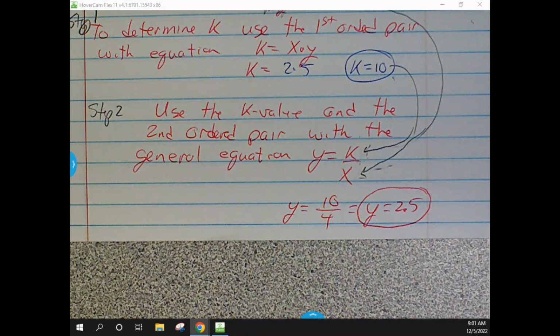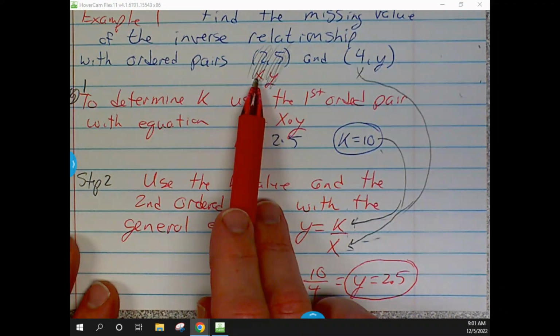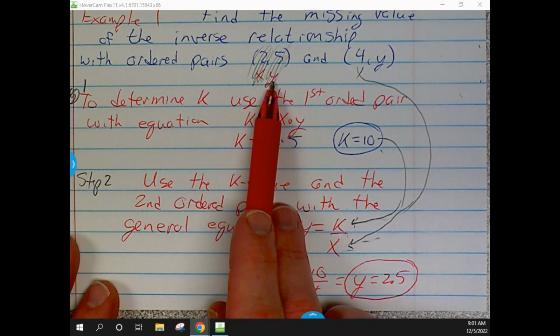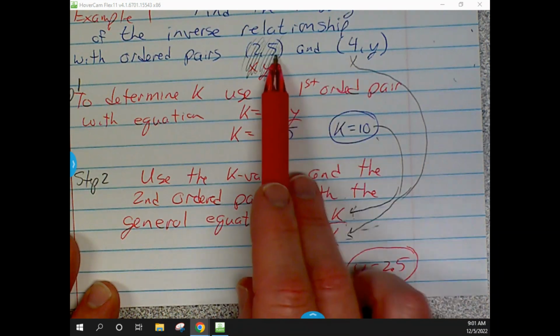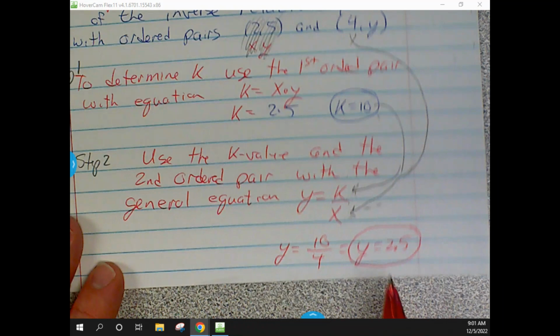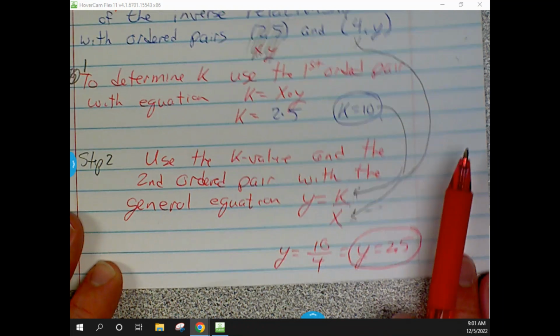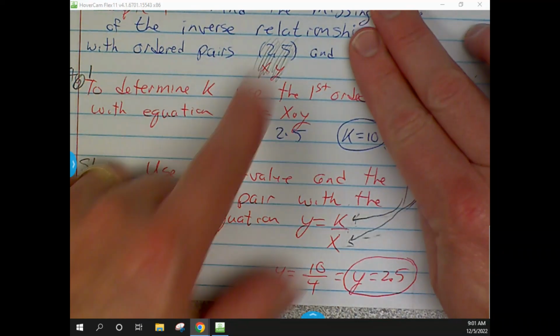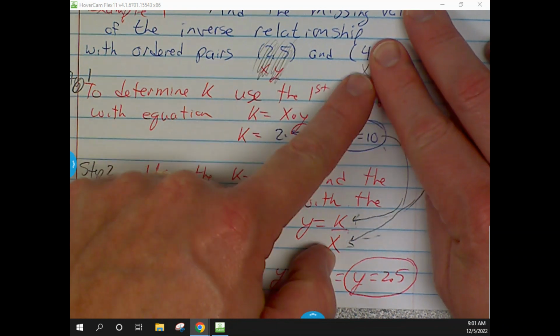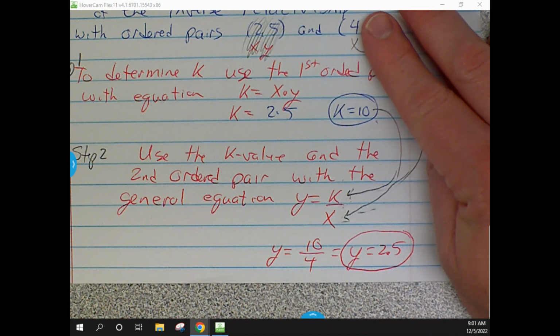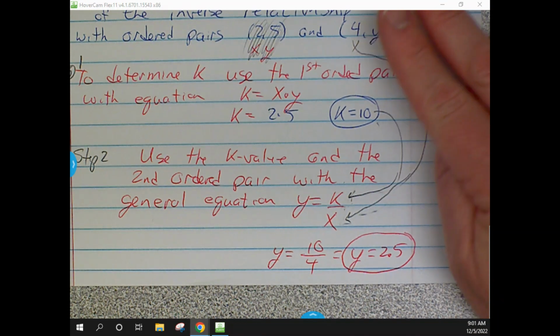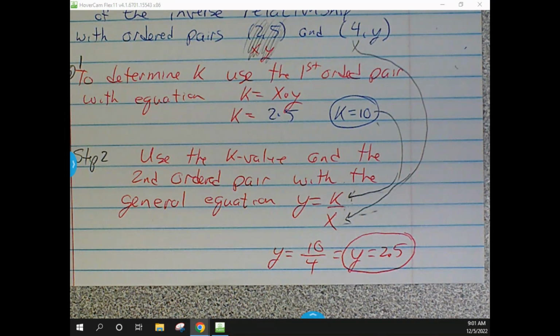Okay, so again, the big thing with inverse variation is that if you're setting up an equation, if you kind of look back here, x was 2 and y was 5. The next ordered pair, x was 4. So if it's inverse, x gets bigger, so that means the y has to get smaller. So they're always going to go in opposite directions. So if x gets bigger, then y has to get smaller. And that's kind of what you want to think about as you're going through these. And that's kind of the setup that they're going to use to get you an idea of what's happening with it here.